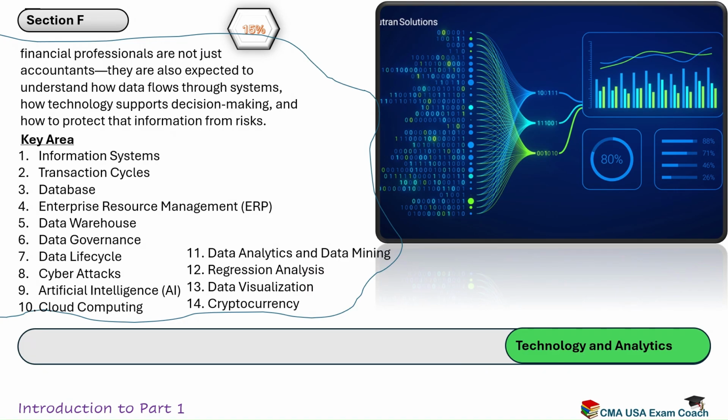So, dear students, Section F will help you become a tech-savvy finance professional who can not only interpret financial data, but also understand the systems and technology behind it. This section brings together everything, finance, data, technology, and ethics, to prepare you for the future of accounting and management.